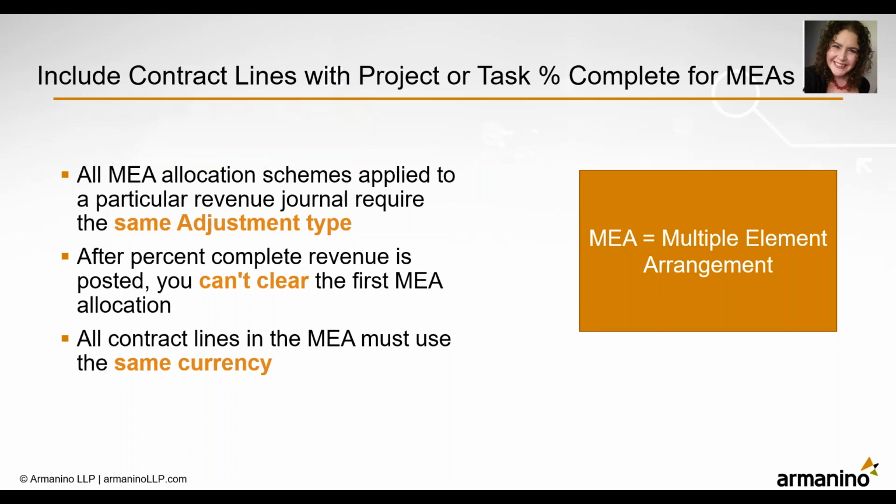The other caveat for you to be aware of is that after percent complete revenue is posted, you can't clear the first MEA allocation. In this scenario, you'd clear the posted percent complete revenue and then clear the MEA allocation. But if the percent complete contract lines participate in a second MEA allocation, you won't be able to clear any of the MEA allocations. And lastly, of course, all contract lines in the MEA must use the same currency in order to do this.